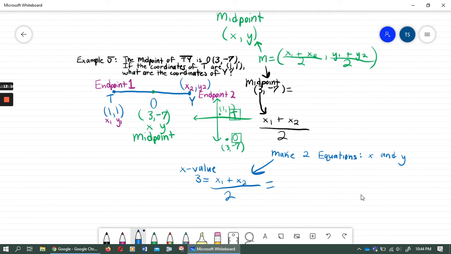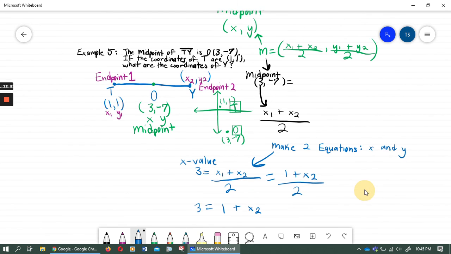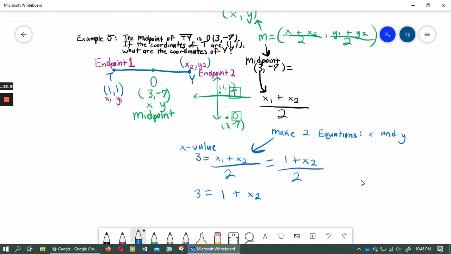Alright, and I want to substitute those parts that we do have. So we know that x1 here is 1. So that's 1 plus x2 over 2. So the equation that we've actually got for the x values is 3 equals 1 plus x2 divided by 2. And we need to solve that equation to find the x value that we're looking for, the x value of the other endpoint.